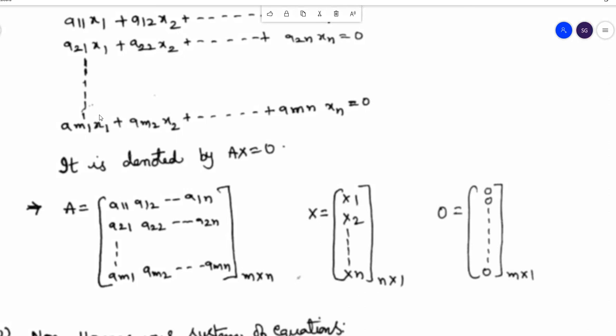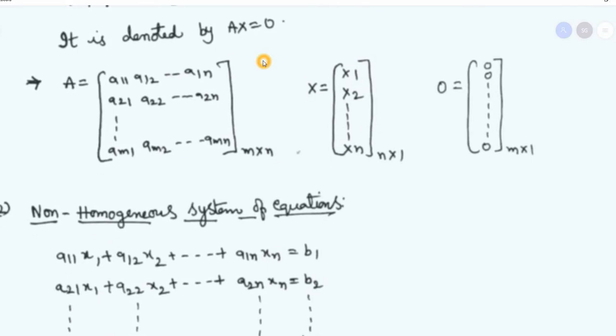Here if you notice, on the right hand side all the equations are equal to 0. That is, the right hand part is 0. So in general, the homogeneous system of equations is represented by AX is equal to 0. That is, we have converted the given system of equations into a matrix form as shown here. Here A is a matrix obtained from the given system of equations, which is known as the coefficient matrix.